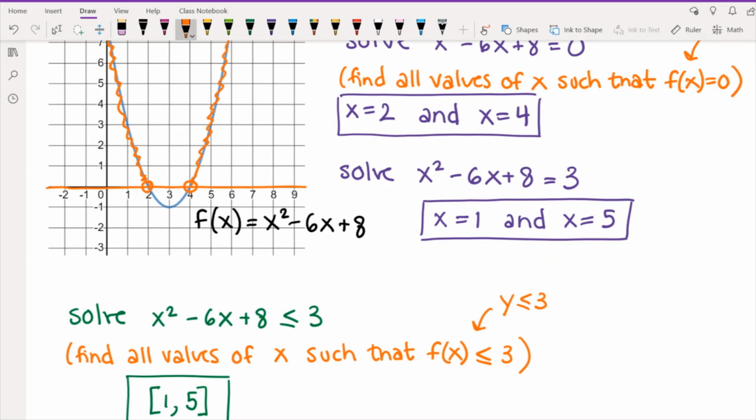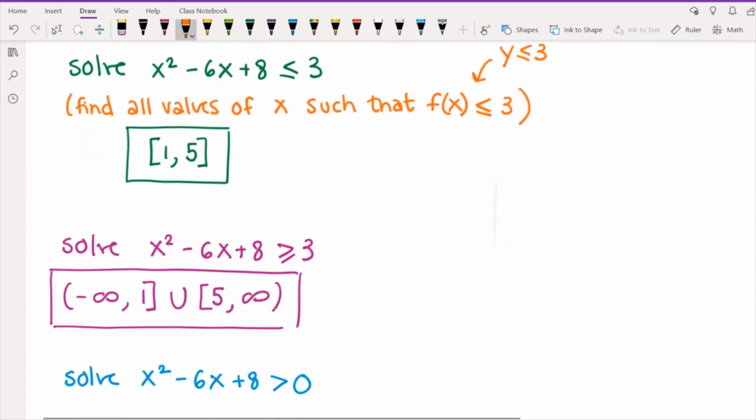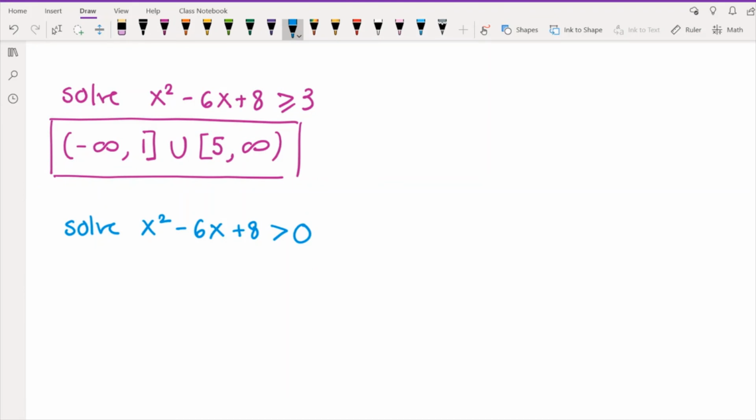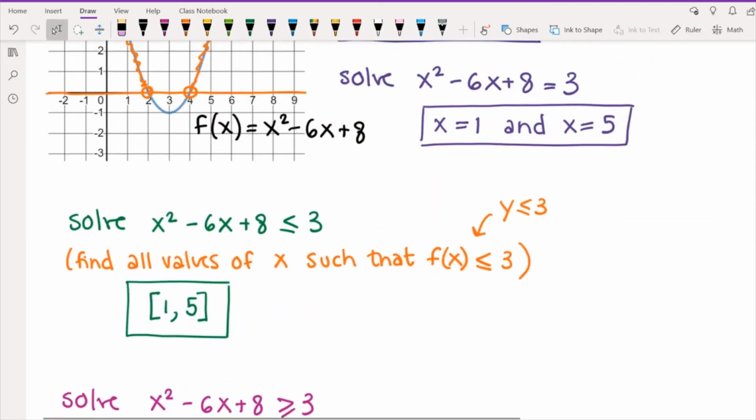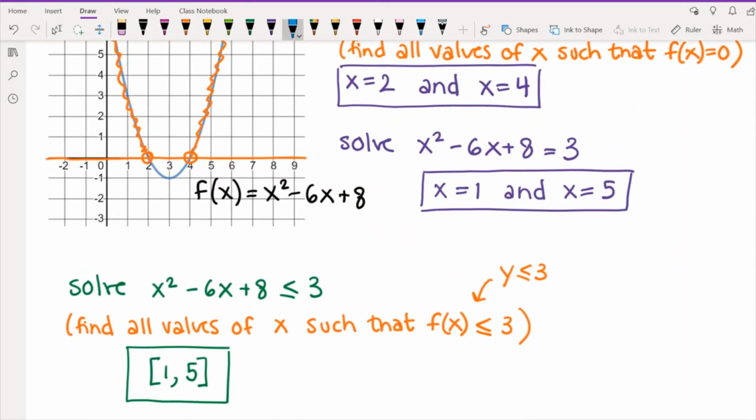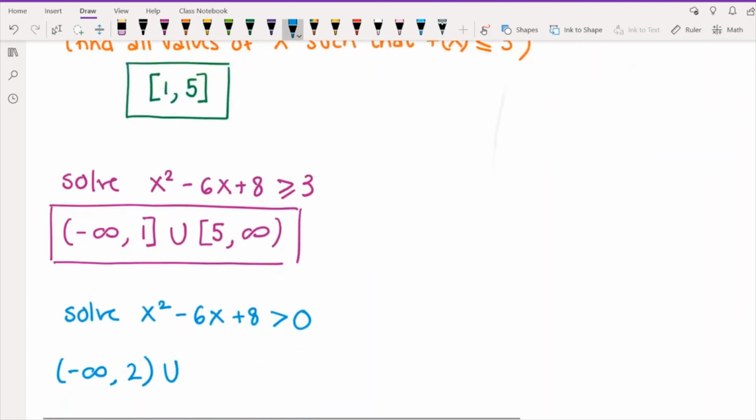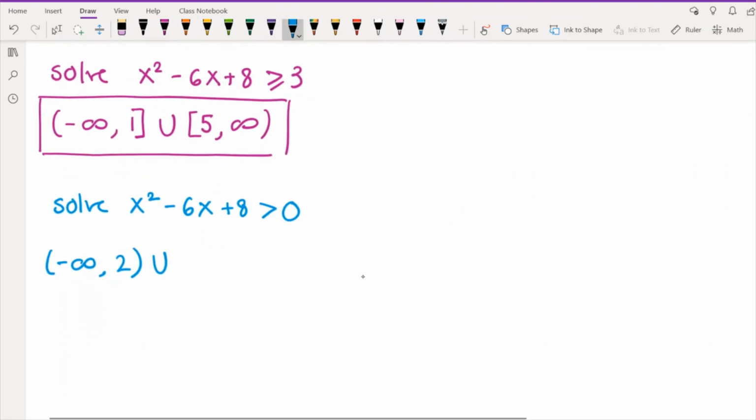And so the first interval is going to be negative infinity up until 2, but not including 2. And so we're going to put a parenthesis. And then the second interval is going to be 4 to infinity with a parenthesis, because when x equals 4, the function equals 0. And we don't want that. We want the function to be greater than 0.